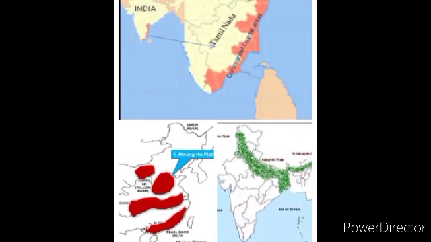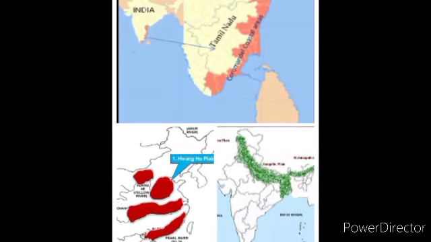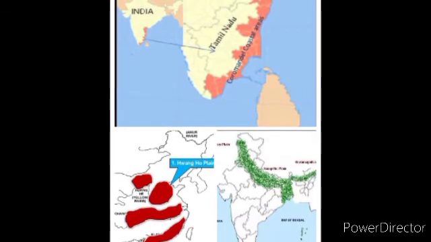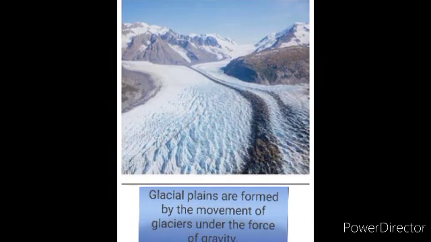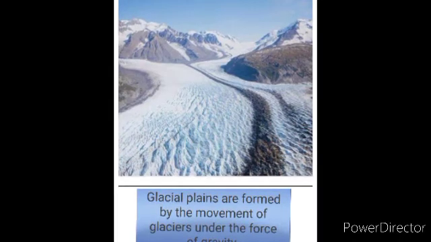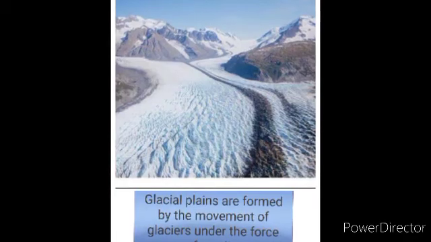Deposition by rivers and waves along the sea coast forms coastal plains. Most of the plains of the world are depositional plains. For example, the Indo-Gangetic Plain, Brahmaputra Plains, Huanghe Plains of North China, Coromandel Coast of India. What are glacial plains? Glacial plains are formed by the movement of glaciers under the force of gravity. For example, Canada Plains, Siberia Plains, etc.